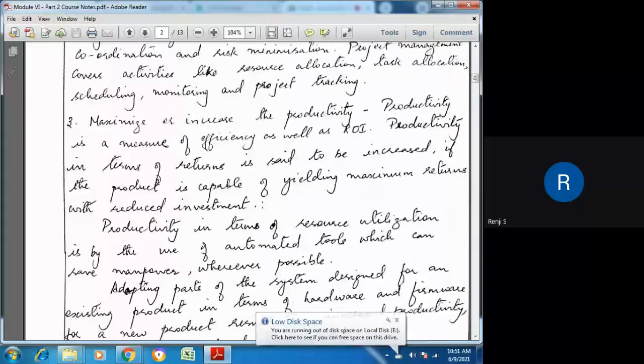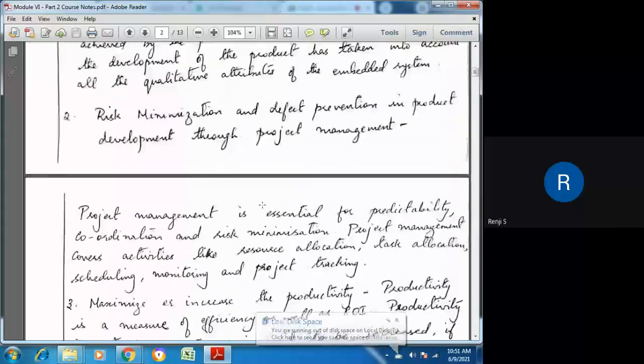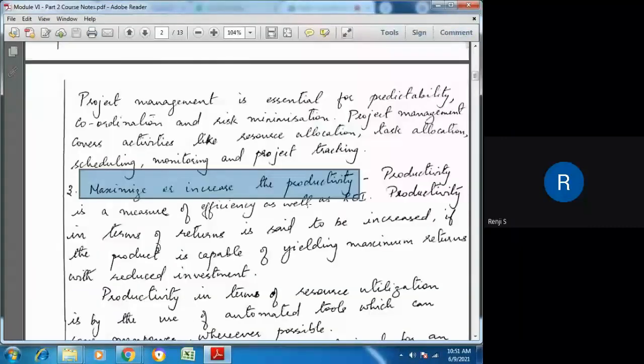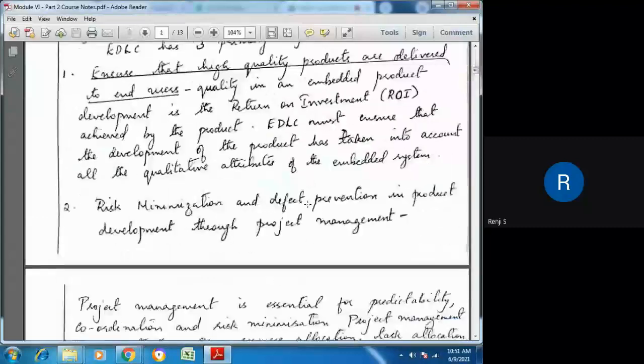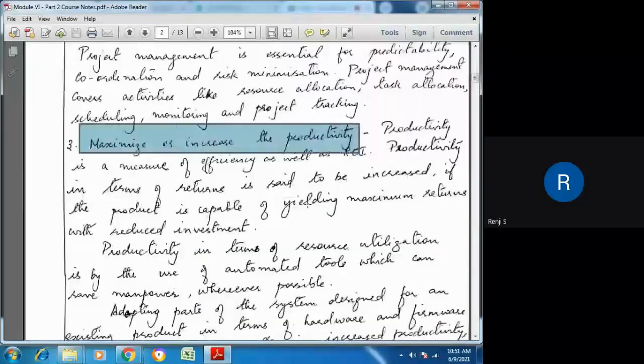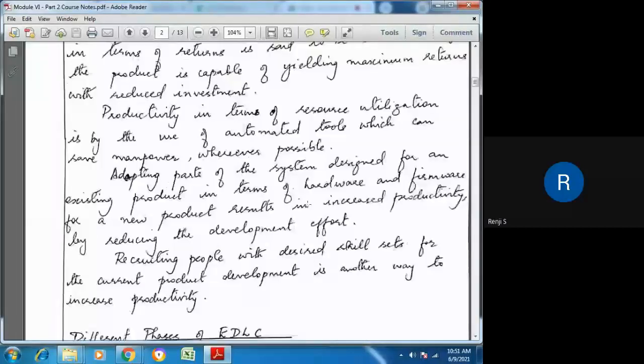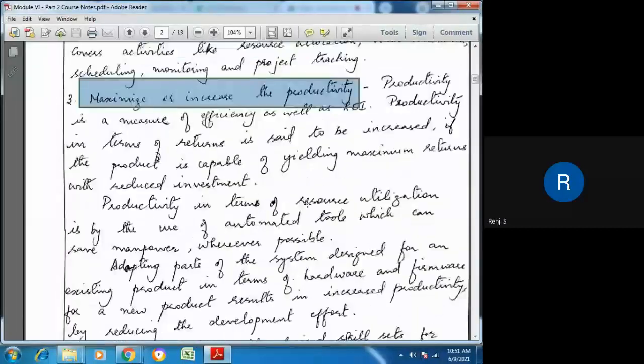So in this section, we have considered the various ways. The third point says that we have to increase productivity. So our third objective of EDLC is to increase productivity. But how can we increase productivity? That is what is mentioned in the following paragraphs.